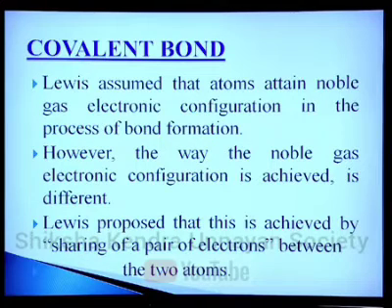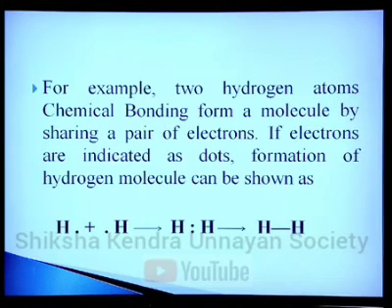However, the way the noble gas electronic configuration is achieved is different. Lewis proposed that this is achieved by sharing of a pair of electrons between the two atoms. For example, two hydrogen atoms form a molecule by sharing a pair of electrons. If electrons are indicated as dots, the formation of hydrogen molecule can be explained over here.